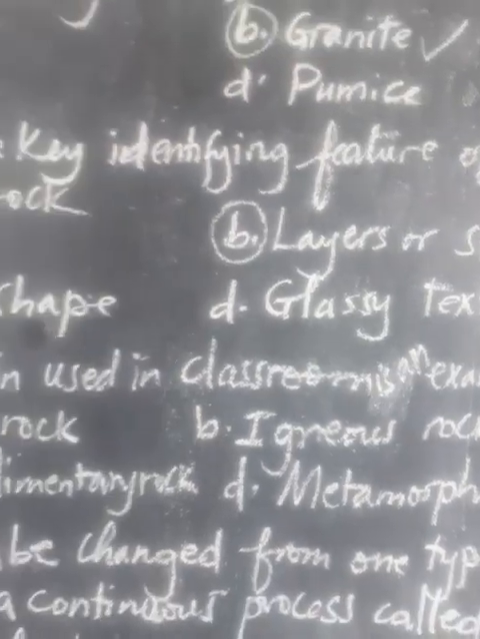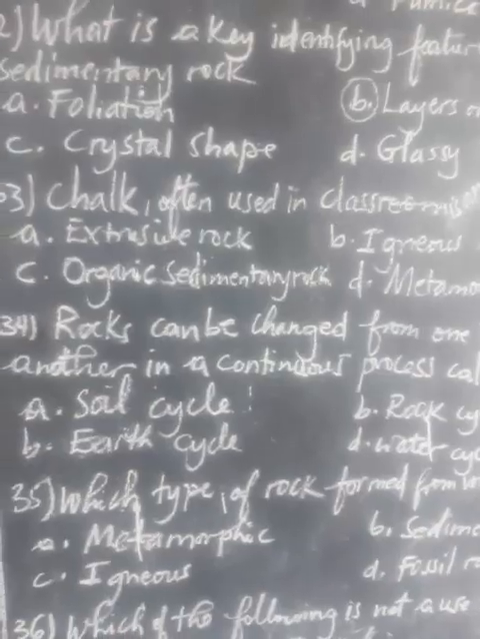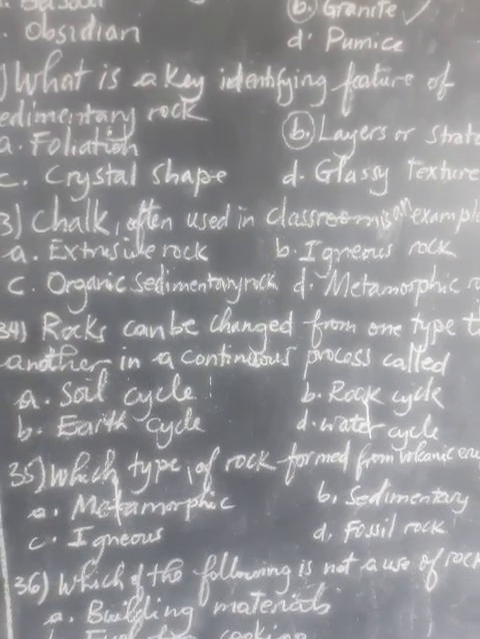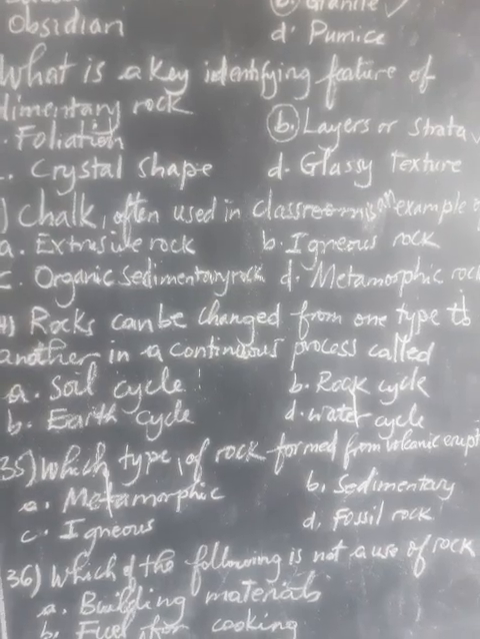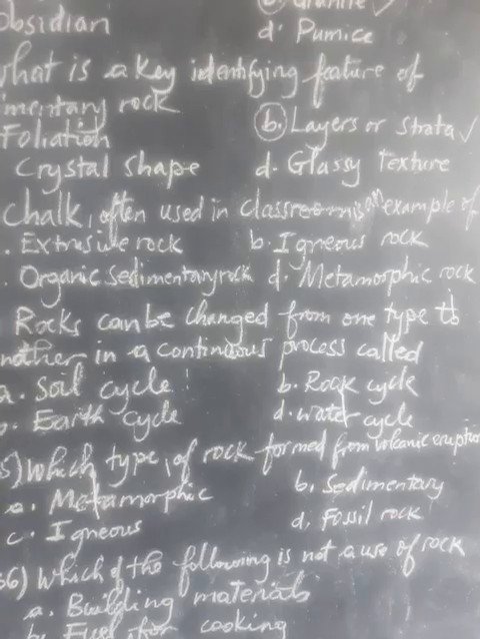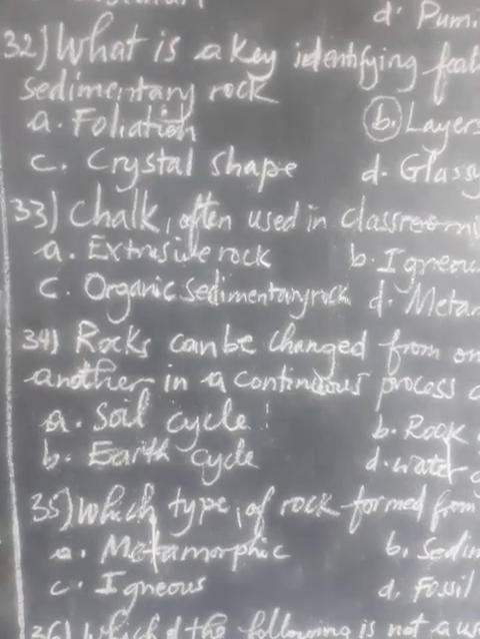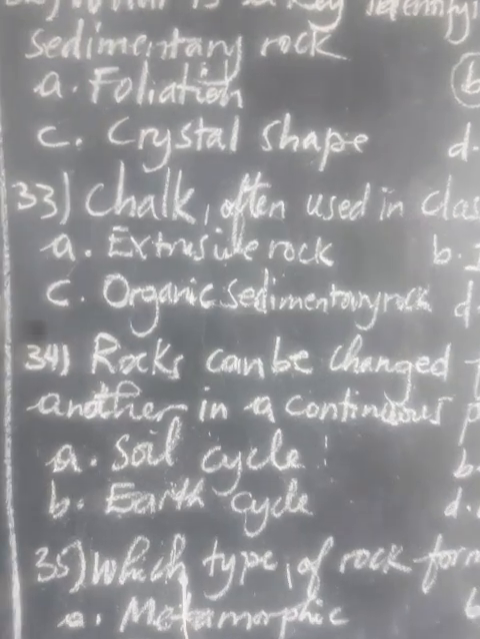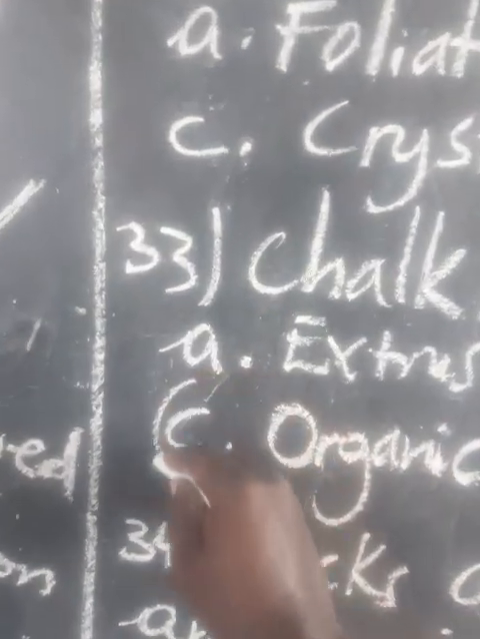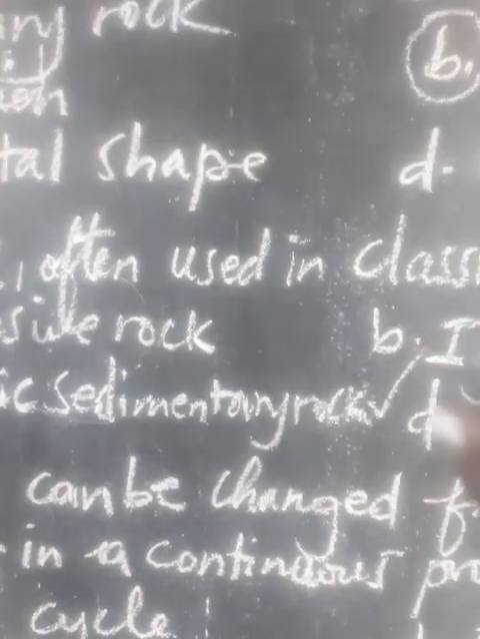Then let's go to question number 33. Chalk is often used in a classroom. It is an example of A. Extrusive rock. B. Igneous rock. C. Organic sedimentary rock. D. Metamorphic rock. So normally the chalk that we use in a classroom is an organic sedimentary rock. Therefore the correct answer is C.